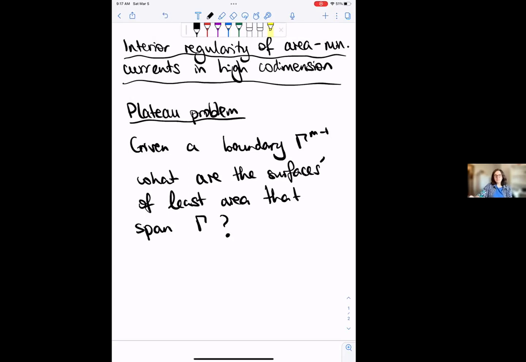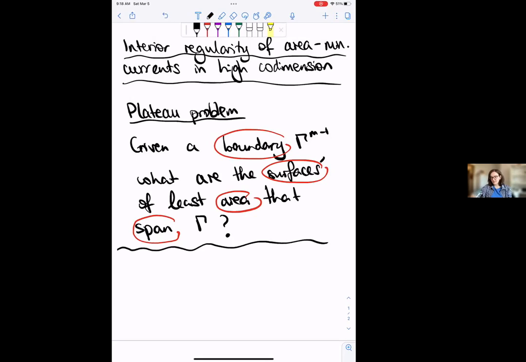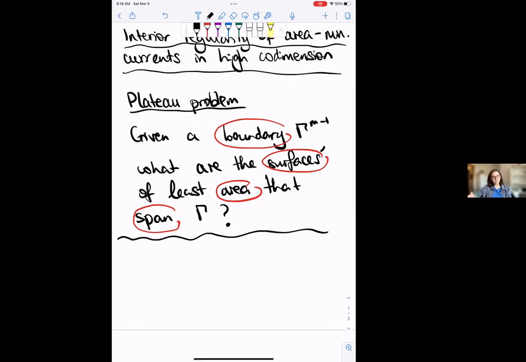Right, so this is very vaguely stated, what the Plateau problem asks. And okay, there are a number of things to make sense of here. Firstly, what do we mean by boundary? What do we mean by surfaces? What do we mean by area? And what does it mean to span? So I apologize in advance to those of you who already know about currents. I'll just give a very brief review.